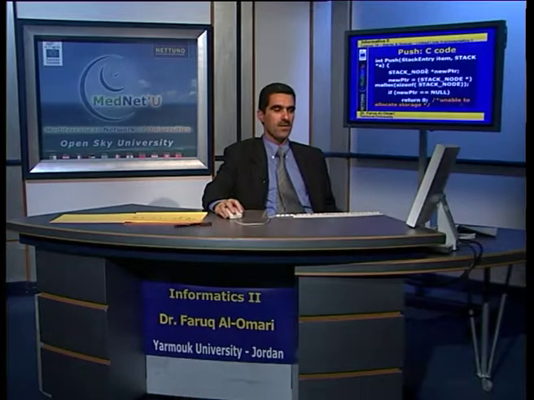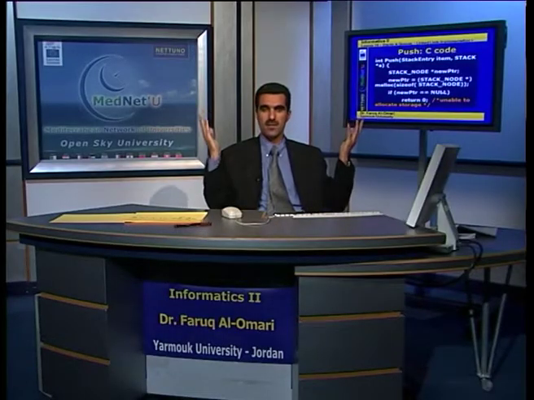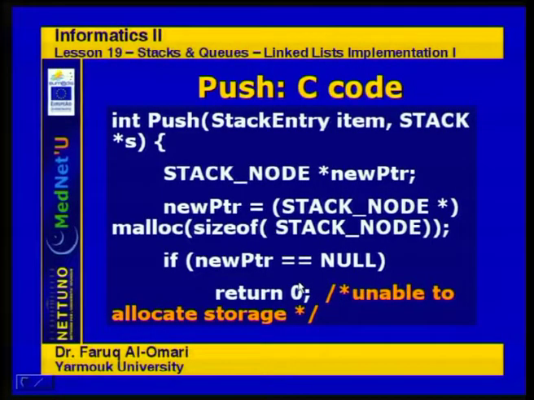Okay, let's see the code. Basically, I'm defining a pointer to the new node, calling it new pointer, that points to a node. And then I'm allocating memory using the malloc function to allocate the size of a stack node, and cast it to be of this type, of course. If this is successful, then I'm going to fill it with the data. If it equals null, that means I could not allocate memory. The memory is full. There is no space in there. If that's the case, return 0, and the 0 in here means unsuccessful return.